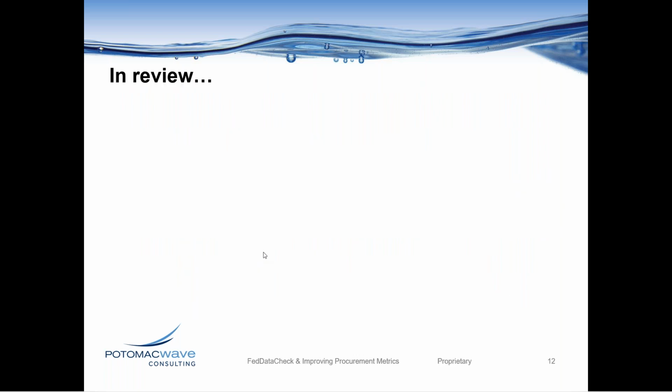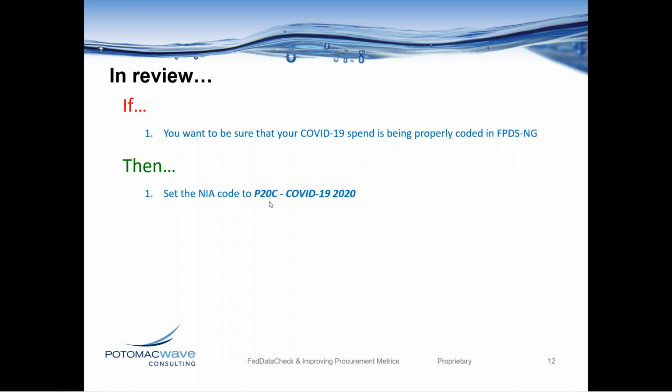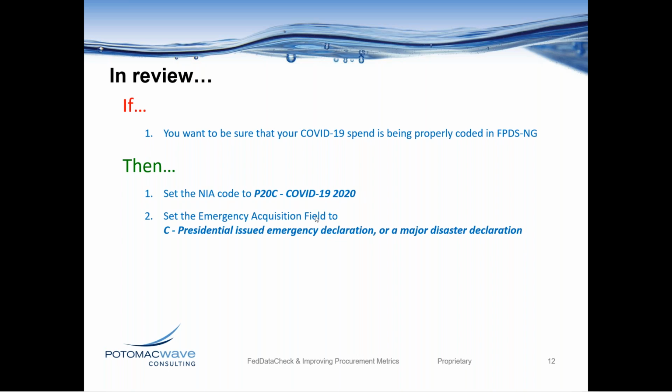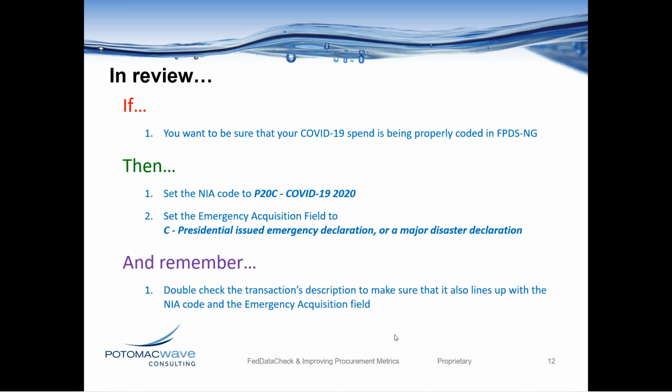Okay. In review, if you want to be sure that your COVID-19 spend is being properly coded in FPDS NG, set the NIA code to P20C, COVID-19 2020, set the emergency acquisition field to C, presidential issued emergency declaration, and remember, double check the transaction description. We saw a lot of COVID-19, coronavirus, COVID space 19. That's another good check to make sure that you're capturing all of your COVID-19 spend.